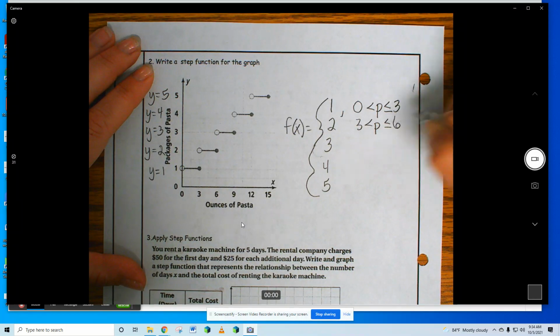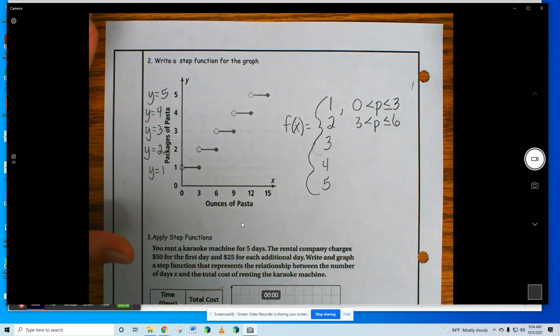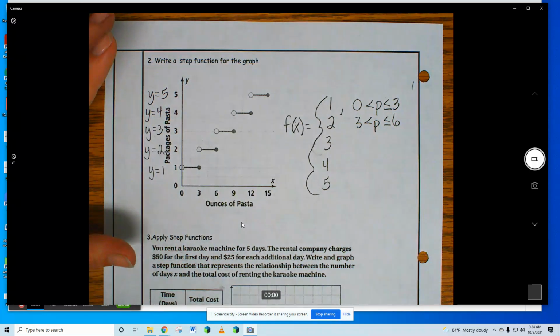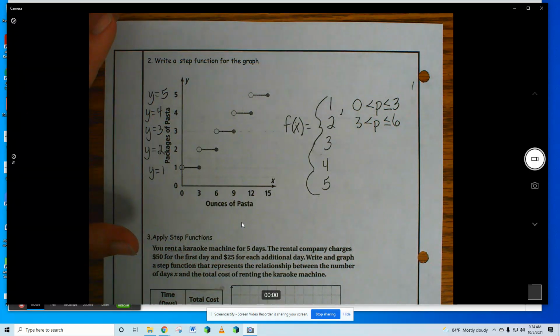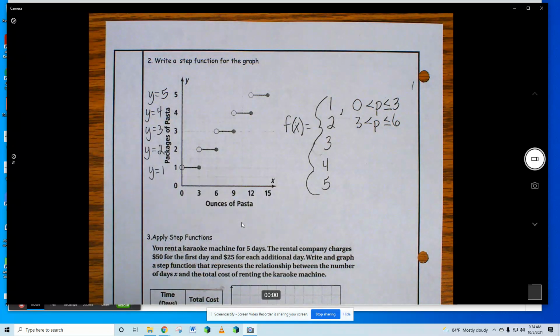In between 3 and 6. Perfect. That's exactly right. The y equals 3 line. What would I do for that one?